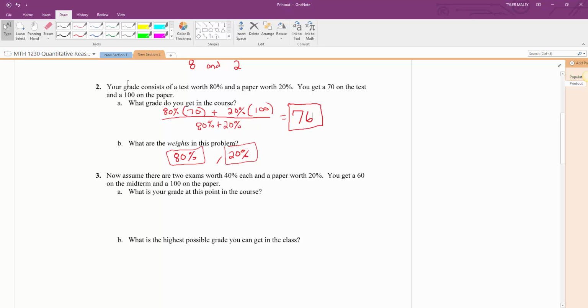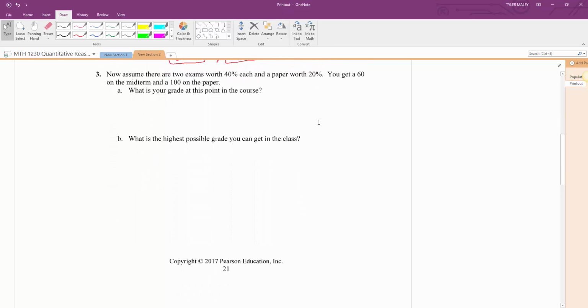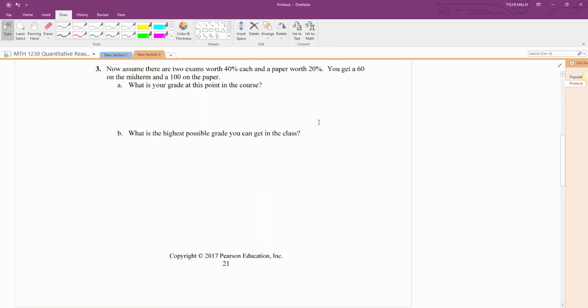Right, so just because you got 100 on the paper, that didn't have a big emphasis, right? Only 20%. So number 3 is a similar example. It says, now assume that there are 2 exams worth 40% and a paper worth 20%. You get a 60 on the midterm and 100 on the paper. What is your current grade at this point in the course?